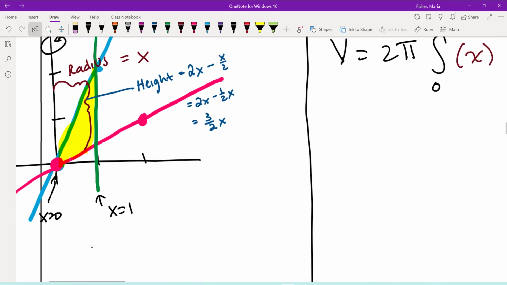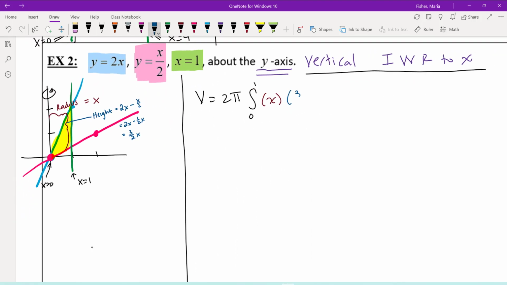Coming back over here and finishing that off in the formula. So we have V equals 2 pi times the integral from 0 to 1 of x times 3/2 x. Well, 3/2 is a constant multiplier, so I can pull that out. And if I multiply 3/2 by 2, I end up with just 3. So my volume is equal to 3 pi times the integral from 0 to 1, and then x times x is just your x squared.